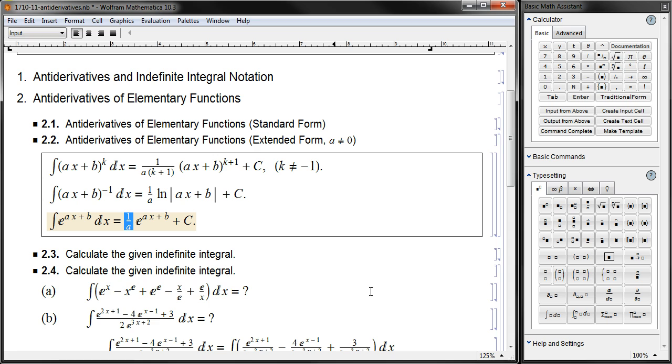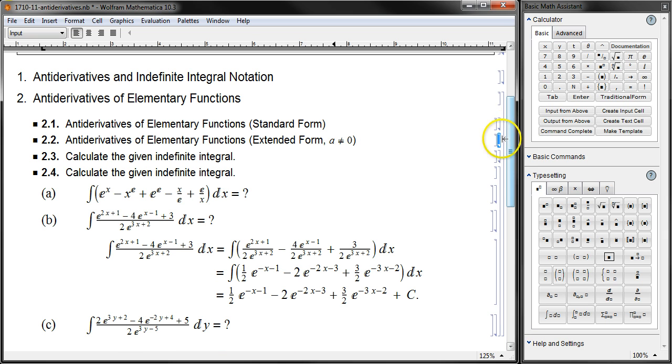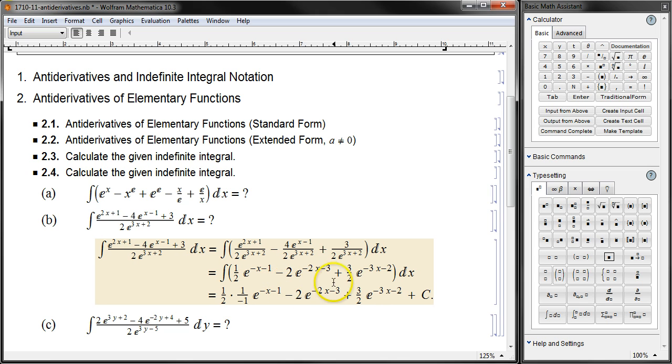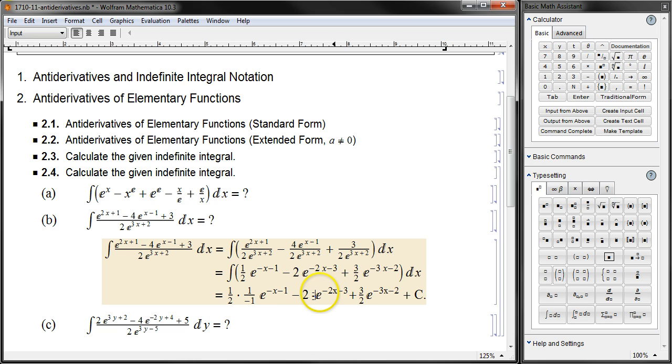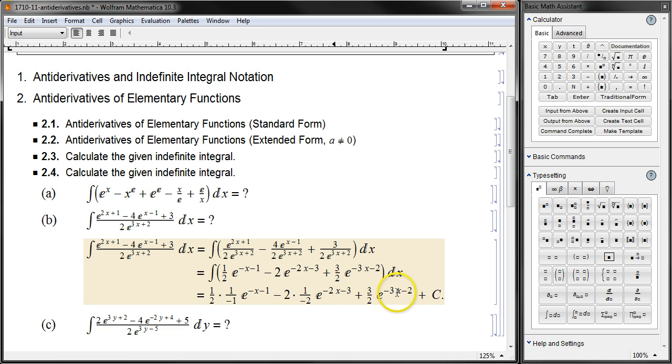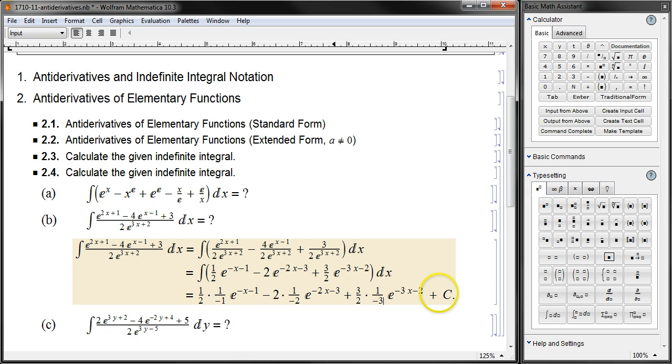I'm forgetting this one of A, the recurring theme of undoing the chain rule. So what's the A value here? Negative 1, so that has to be counted in there. How about this one? Negative 2, so I need this times 1 over negative 2. Here, negative 3, so I need times 1 over negative 3. Is that complete? Yes, it is.